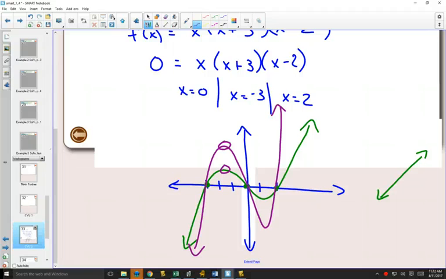If you wanted to get more accurate, you could do a table of values. You could plug in -2 and find out what it's equal to. You could plug in -1 and find out what it's equal to. But for a sketch, this is all they're looking for. Do you have your intercepts correct? Do you have the shape correct? And can you go from there?